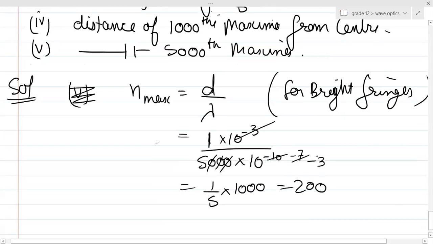One second, am I making some mistake? Yes, sorry. When 3 zeros will be gone, it will be 10 to the power 4, 10,000, so it will be 2000. So guys, can you see n max is basically 2000. So the maximum is 2000, and am I talking about the 5000th maxima? So is 5000 maxima possible?